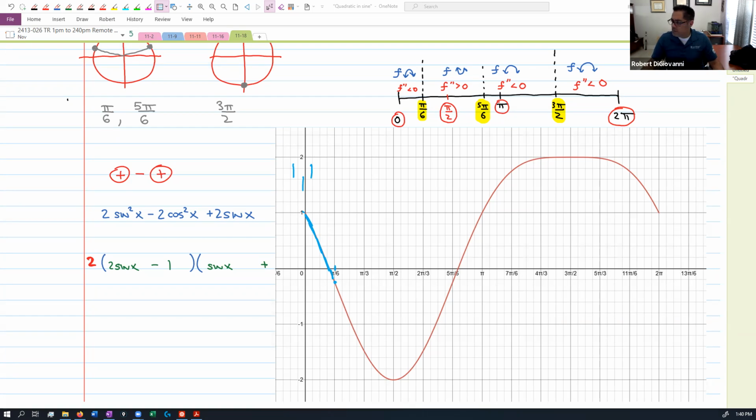And then between pi over 6 and 5 pi over 6, that's between here and here, it looks like a smile. And it stops right there. At that point, we go back to being a frown, and we should be a frown the rest of the way, which we are.